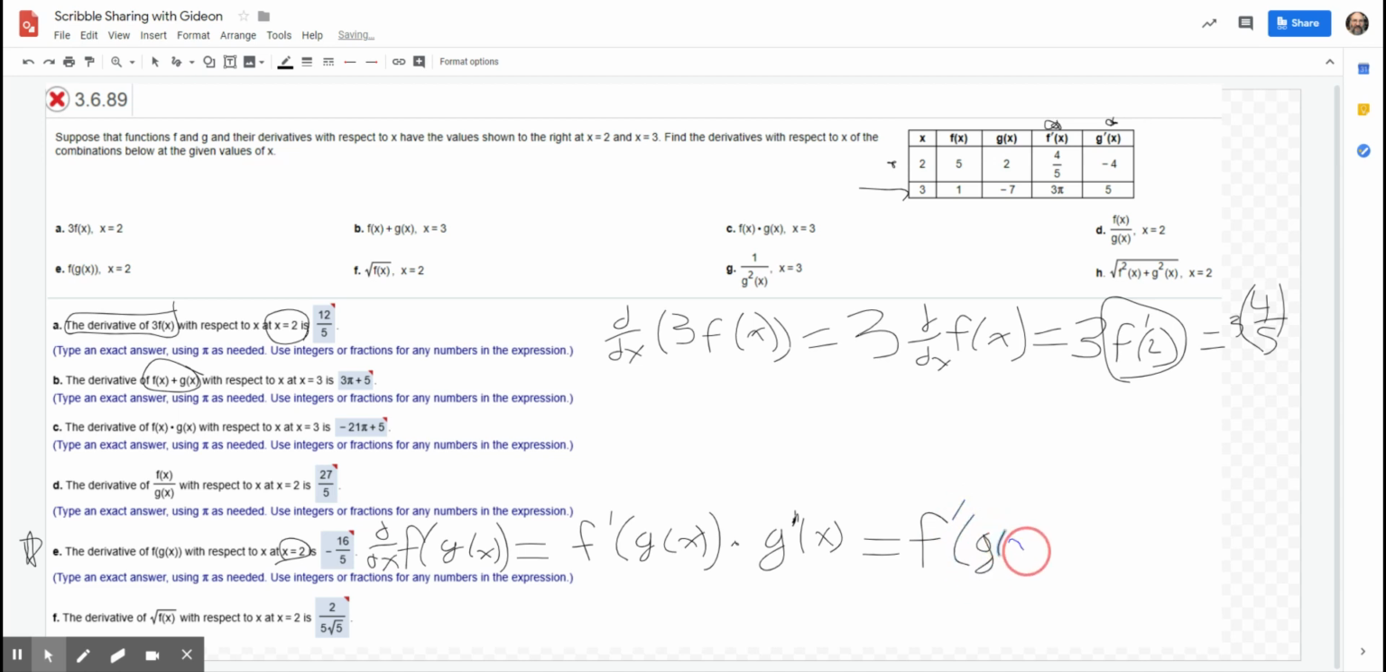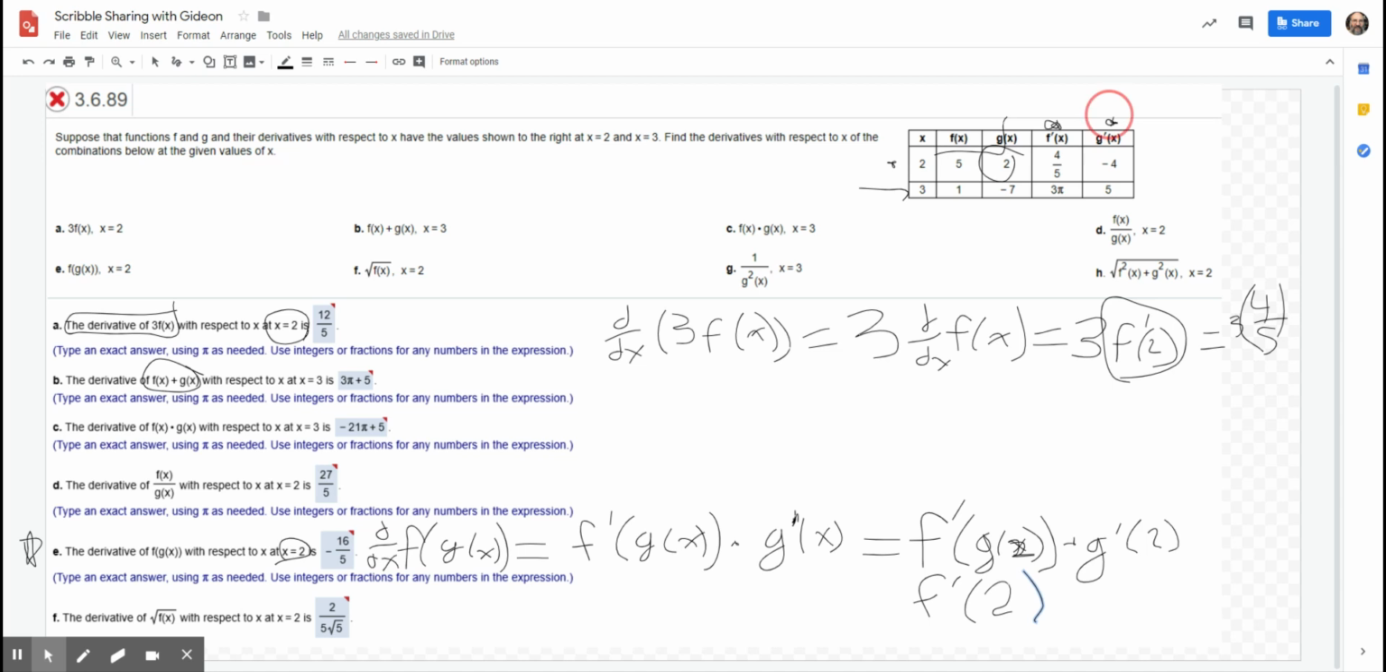That's the original function, untouched, g of 2. Sorry about that. And then g prime, right? That was the chain term, the derivative of the inside function, g prime of 2. Now you can look things up on the table, right? That's f prime evaluated at g of 2. What is g of 2? Well, here's the g column, here's the 2 row, so the answer is 2, right? Times g prime of 2.